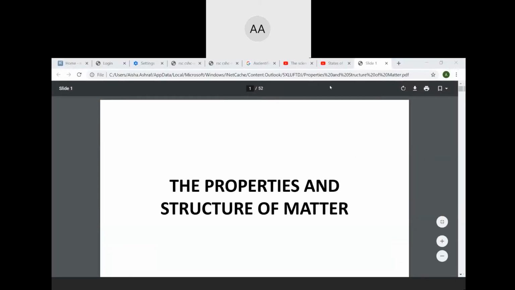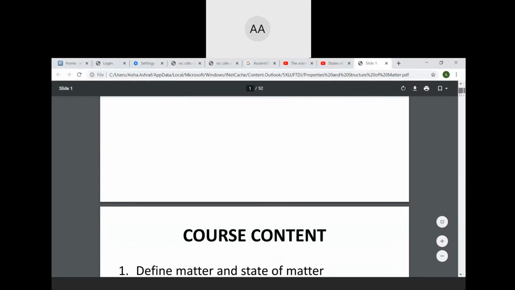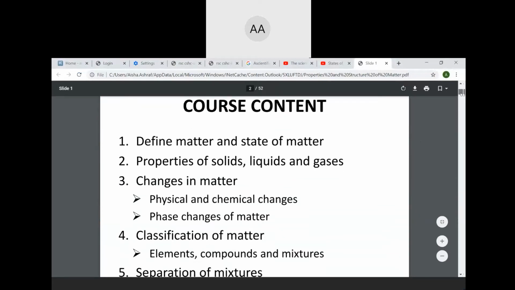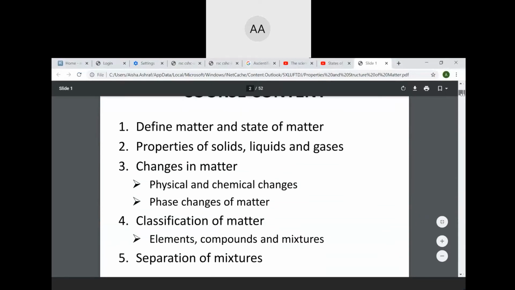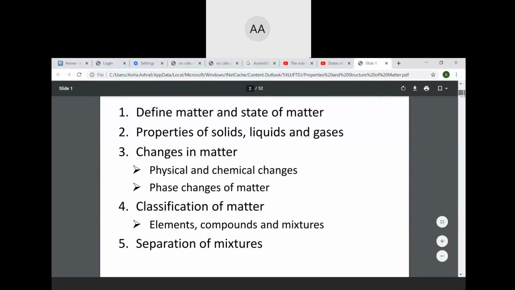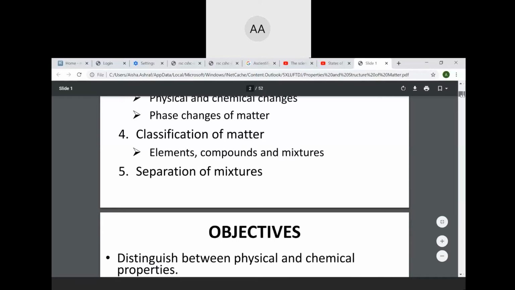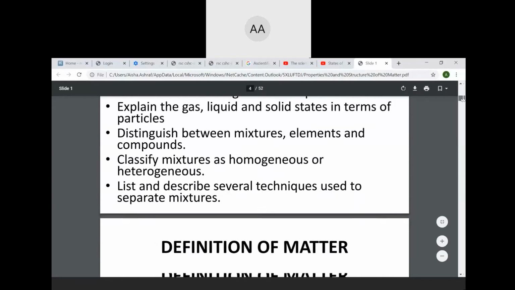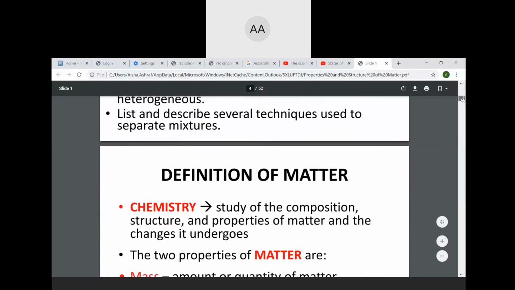So you can see I'm sharing the resource online with you here. If you're doing this course at a later date, you'll be able to find it in the resource pack. And the areas that we look at in this booklet are, of course, defining matter and states of matter, changes in matter, the classification of matter and separation of mixtures. Lots of lovely objectives listed and linked to our course today.